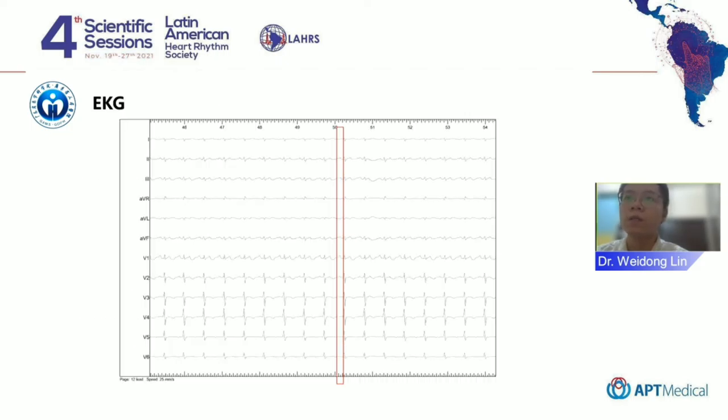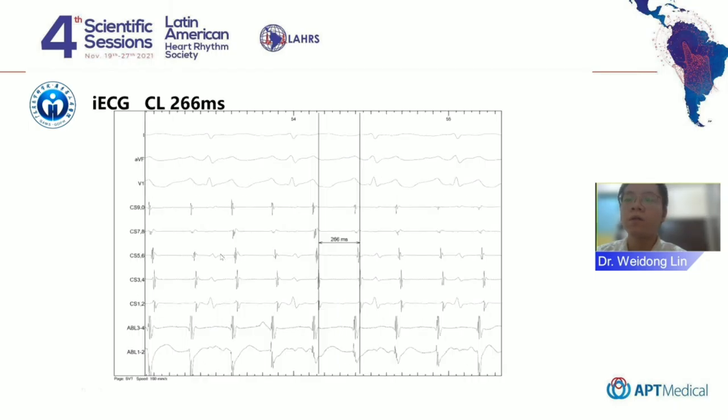We can see the positive wave in leads II, III and aVF and the V1 lead. We also see that it is an atrial flutter or atrial tachycardia from the left atrium. The cycle length is about 266 milliseconds, and the activation of the coronary sinus is from proximal to distal.